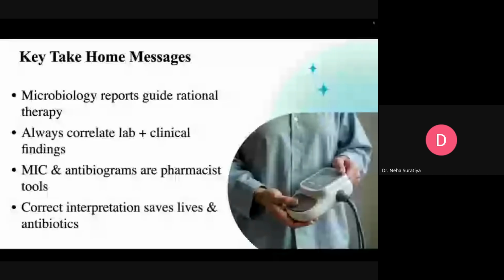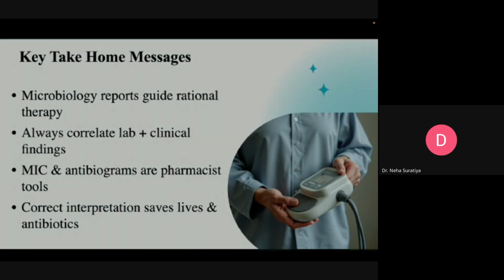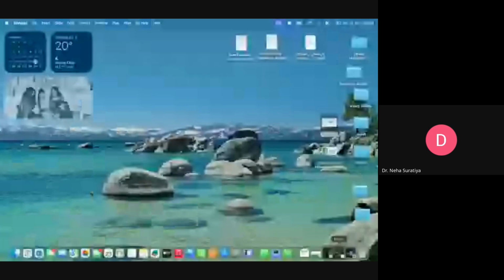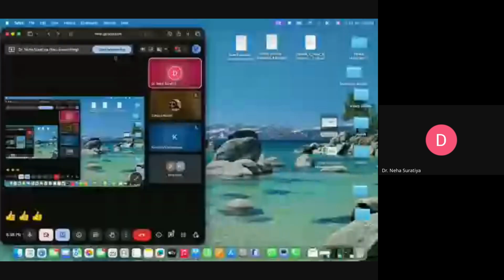Microbiology reports guide rational therapy. Always correlate the lab with the patient's condition and patient findings. MIC and antibiograms are the pharmacist's tools. Correct interpretation saves lives. In fact, it can save antibiotics as well as hospital resources. So this is the essence of the whole antimicrobial stewardship, guys. I hope it is now making sense to you how important this session is.